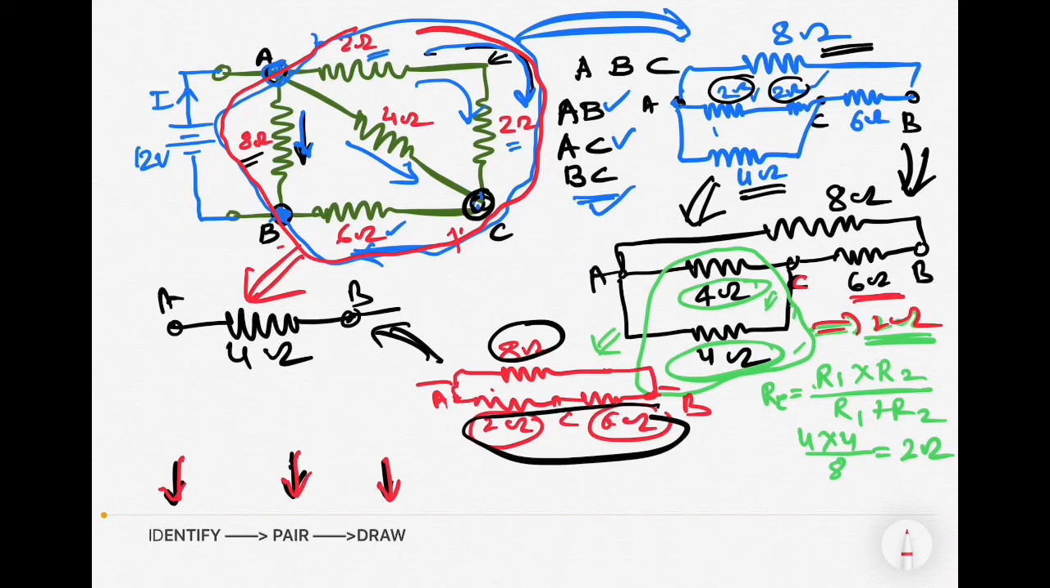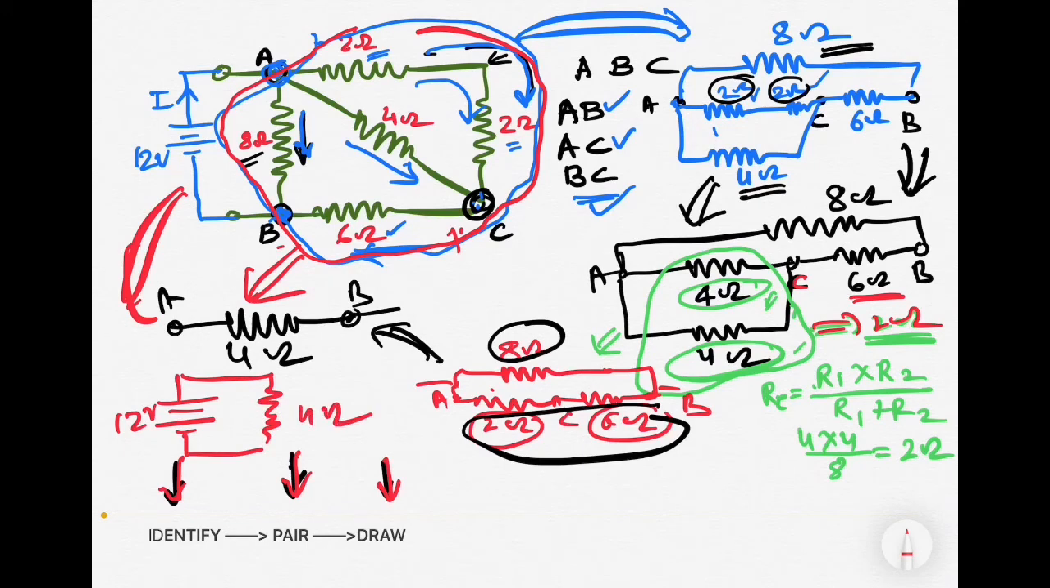Right? And if I want to redraw this circuit again, I can redraw it like this: here is a battery of 12 volt and this is a resistor of 4 ohm, and this is point A and this is point B, and this is our final circuit. Okay, now we will move to the second diagram of the same circuit and apply the same process of identifying, pairing and drawing.